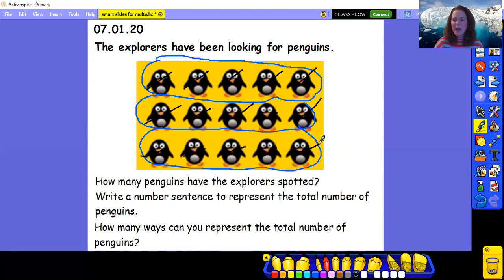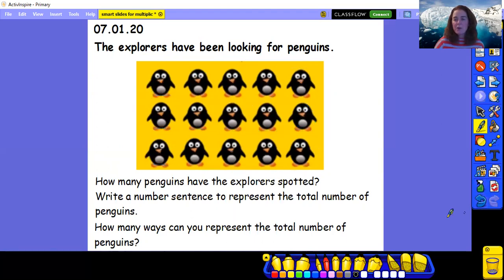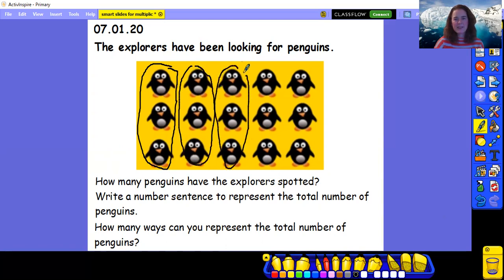Could we group the penguins into different equal groups? I wonder if you came up with something different. What you could have done is you could have grouped them this way around. 3 in one group. 3 in that group, 3 in that group, 3 in that group, and 3 in that group. So our equal group is 3, and we've got 5 equal groups. So we've got 5 lots of 3.